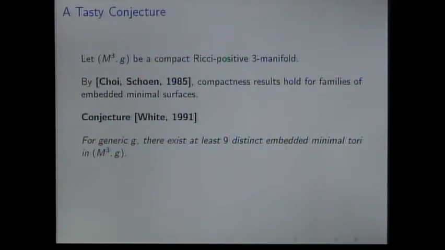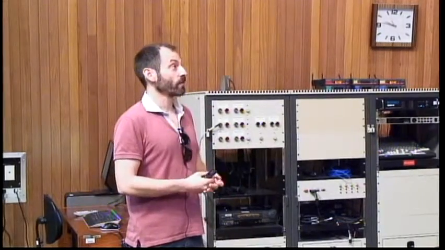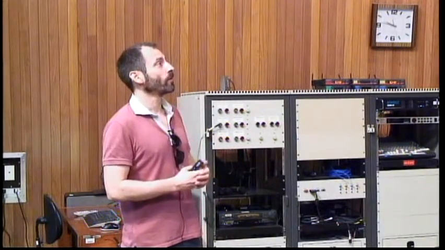So I like to call this conjecture the White conjecture. I wrote to Brian White, asked him if he was okay with that. I think he said he was. The point is, this is there in his work of 1991. It's not explicitly stated, but everything that he says basically points towards that.